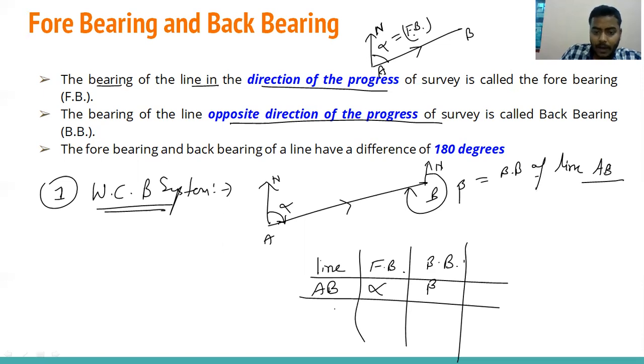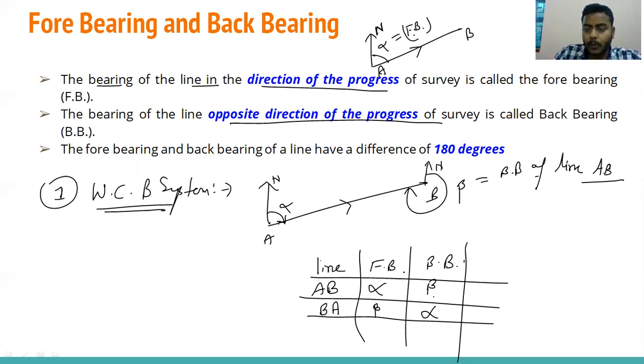I get one point. Now I am changing the direction. For example, I am changing the direction B to A. Progress of work is changed B to A. So if we are going B to A in progress of work, then this angle from B to A, we are at B and sighting towards A, this will come as a forebearing, that is called beta. Are you getting your point? Right. And back bearing will be alpha.